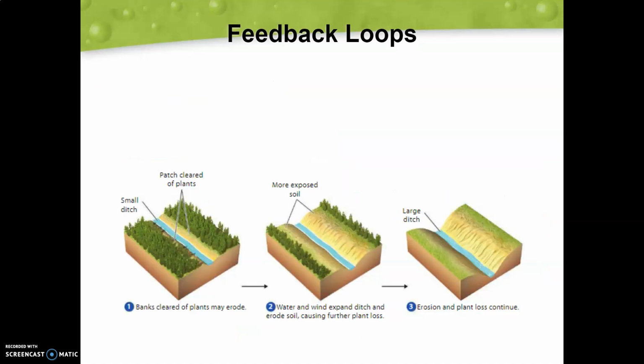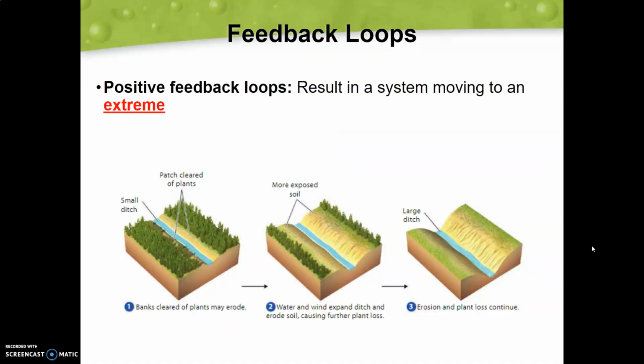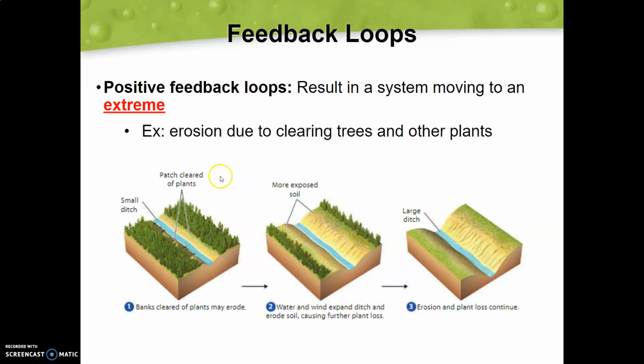And then the opposite of this is going to be what we call a positive feedback loop. And it's resulting in a system moving to an extreme. Okay. So our example here is going to be erosion due to clearing of trees and other plants. Okay. So you can kind of think about positive feedback loop as an increase and not really like a positive thing that's happening, okay? Because erosion definitely is not positive. That's actually something that can be harmful to the environment, but the reason it falls into this positive feedback loop is because there's going to be an increase in erosion, okay?